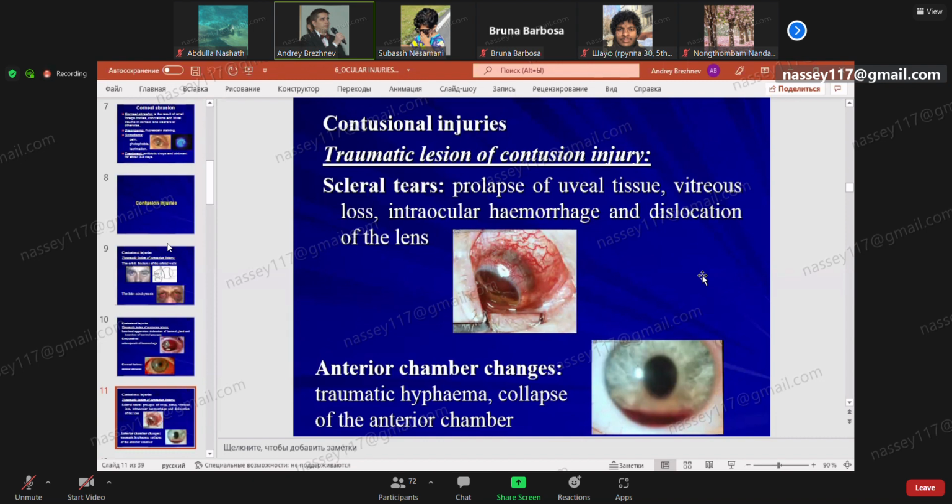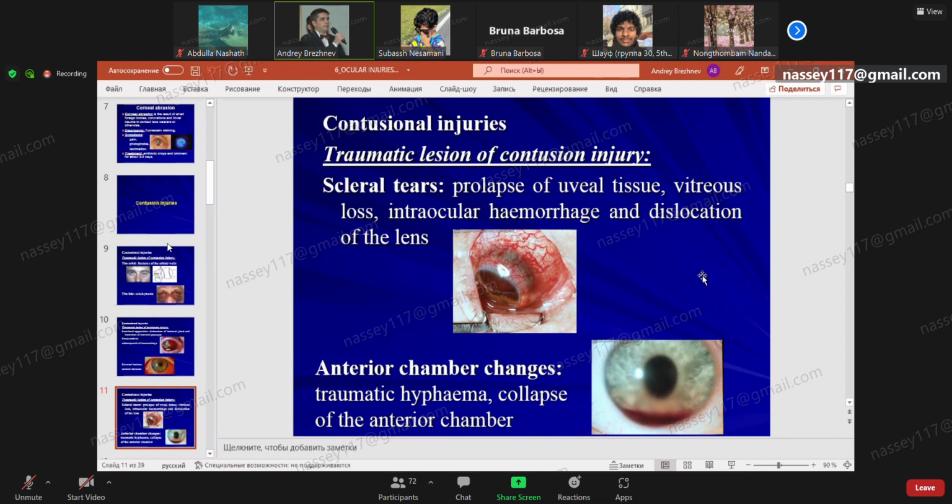Sometimes we can see collapse of the anterior chamber, usually the result of corneal perforation. Normally, the anterior-posterior depth of the anterior chamber is about 3.5 millimeters. In case of severe trauma, it may be 1 millimeter or even absence of the anterior chamber, with contact of the cornea and underlying iris. In case of collapse of the anterior chamber, it's necessary to recover it, usually surgically.